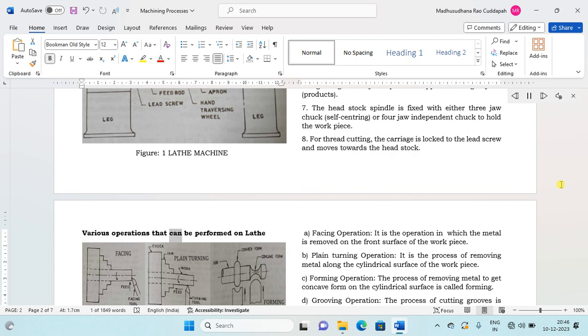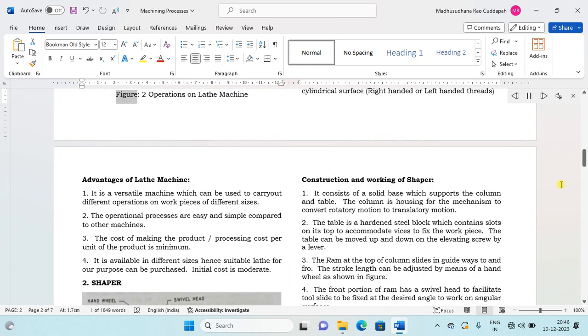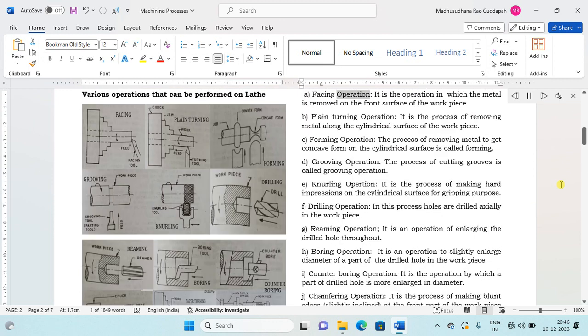Various operations that can be performed on lathe. Figure 2. Operations on lathe machine. A. Facing operation. It is the operation in which the metal is removed on the front surface of the workpiece. B. Plane turning operation. It is the process of removing metal along the cylindrical surface of the workpiece. C. Forming operation. The process of removing metal to get concave form on the cylindrical surface is called forming. D. Grooving operation. The process of cutting grooves is called grooving operation.